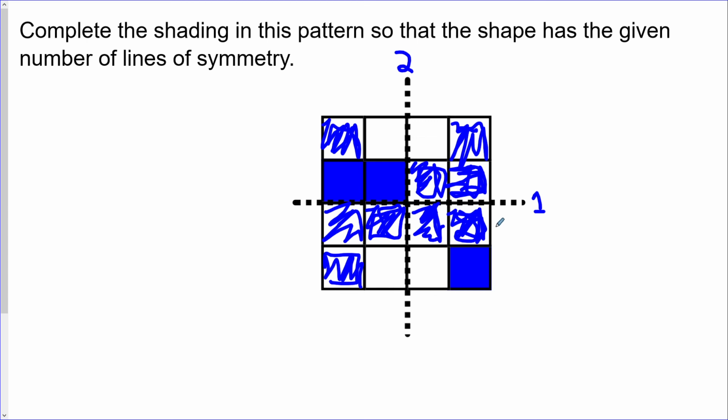Okay, and now this shape, no matter which of those 2 lines you are using, will be reflections horizontally and reflections vertically. So I hope that makes sense.